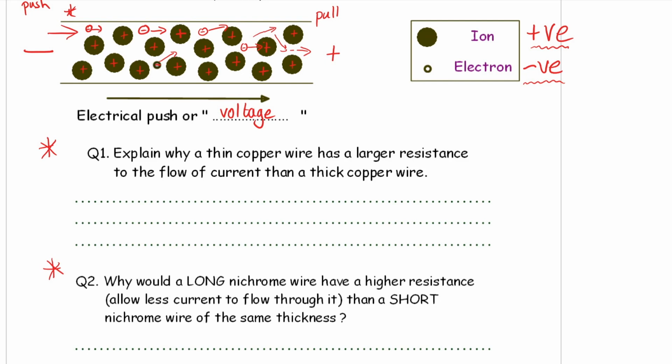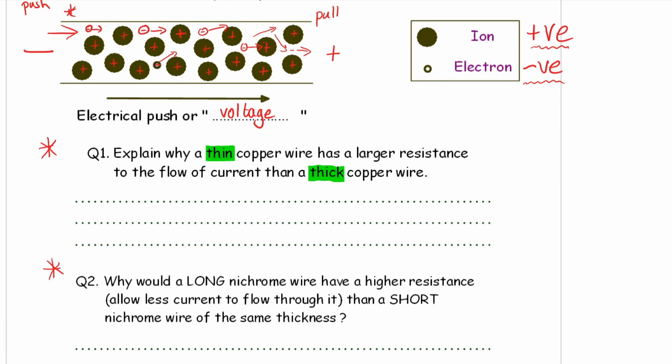Explain why a thin copper wire has a larger resistance to the flow of current than a thick copper wire. So the variable here is the thickness of the wire. So we've got thick and we've got thin. I mentioned a few moments ago a motorway and a country lane, and a motorway can get more cars down in a particular amount of time than a country lane would. So the thicker the wire, the smaller the resistance, because there's less obstruction from the positive ions.